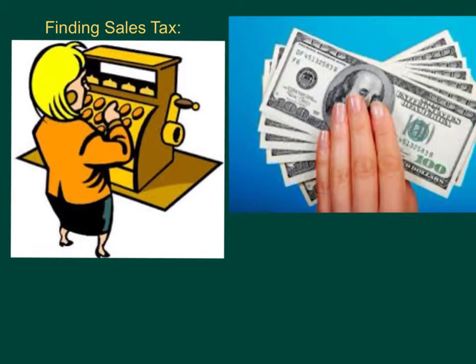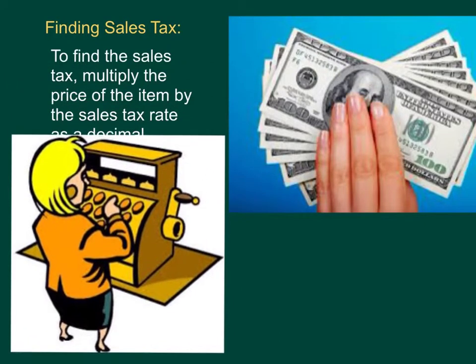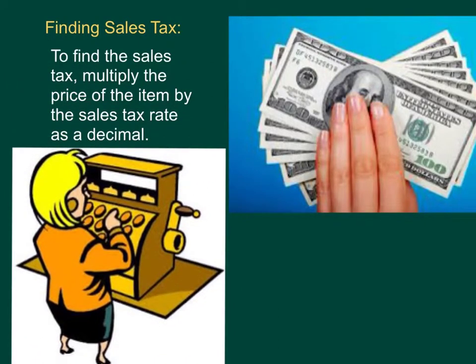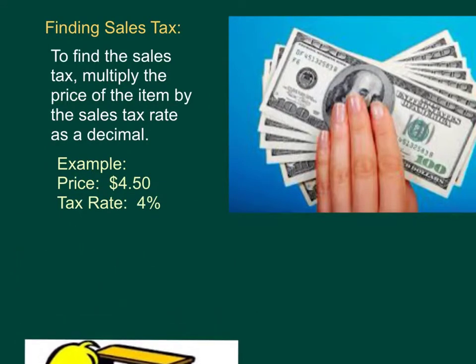To find the sales tax of an item, you simply multiply the price of the item by the sales tax rate as a decimal. Looking at the example below, we want to find the sales tax of an item that costs $4.50 when the tax rate is 4%.